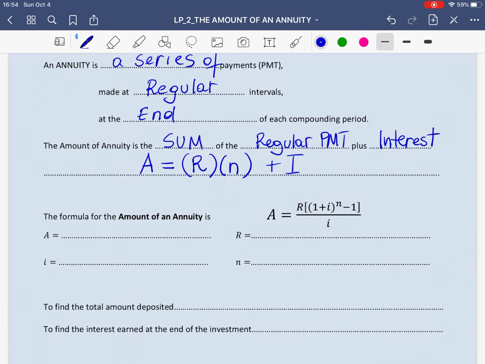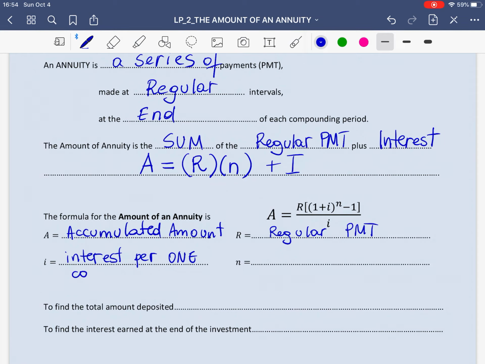We already went over this. We're going to give a meaning to each and every letter one more time. Letter A stands for accumulated amount. Letter R, regular payments. Letter I, interest per one compounding period. And last but not least, letter N is the total number of compounding periods.